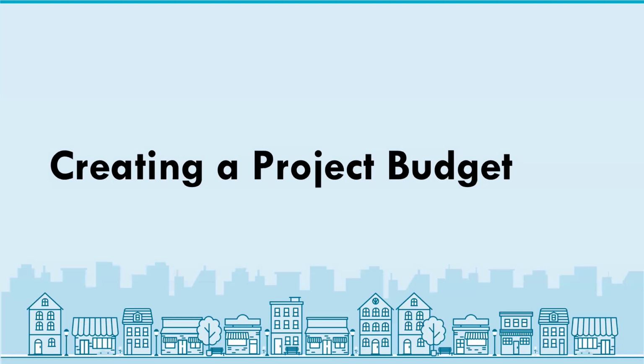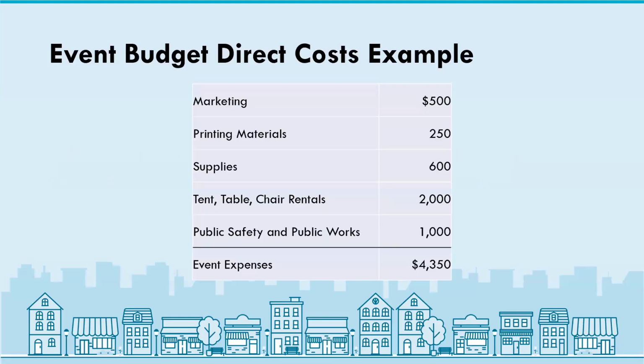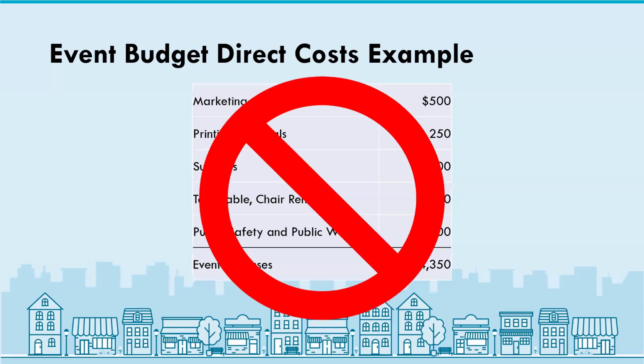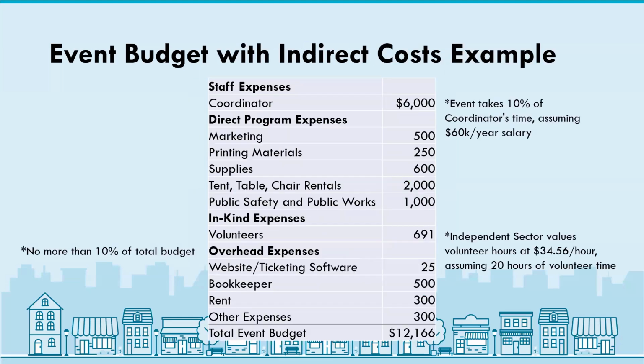First things first, we need to break down two types of costs, direct and indirect. Let's use a typical downtown community event to explain the differences. Direct costs are hard costs directly attributable to the event, like supplies, rentals, printing, etc. These costs by themselves do not reflect the true cost of the event.